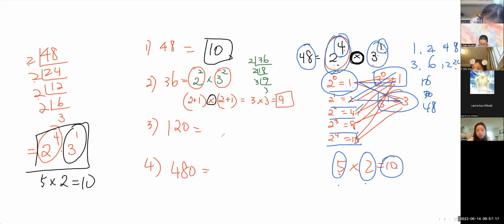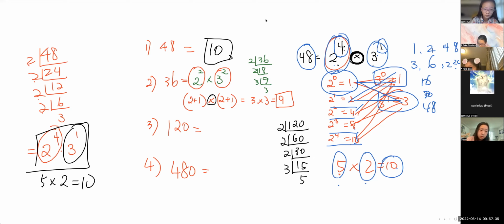So 120 divided by 2 equals 60, divided by 2 equals 30, divided by 2 equals 15, divided by 3 equals 5. So this is the first time we ever had 3 basic factors. We have 2, we have 3, we have 5, but don't worry about it, just put them and sort them up, okay? So 2 to the power 3 times 3 to the power 1 and times 5 to the power 1.